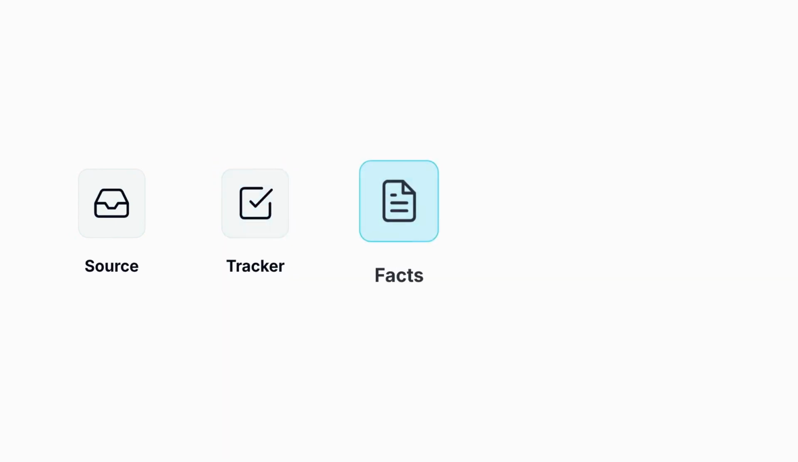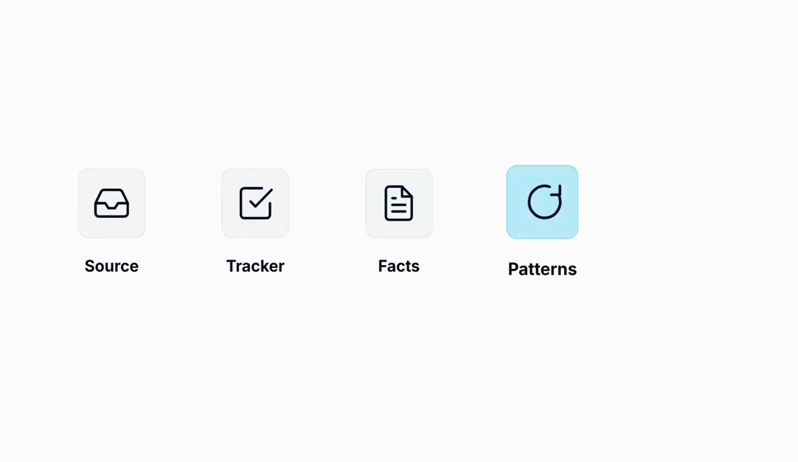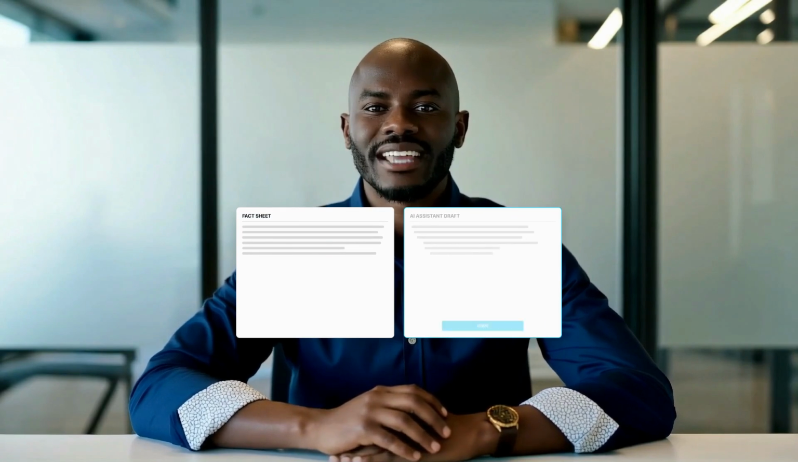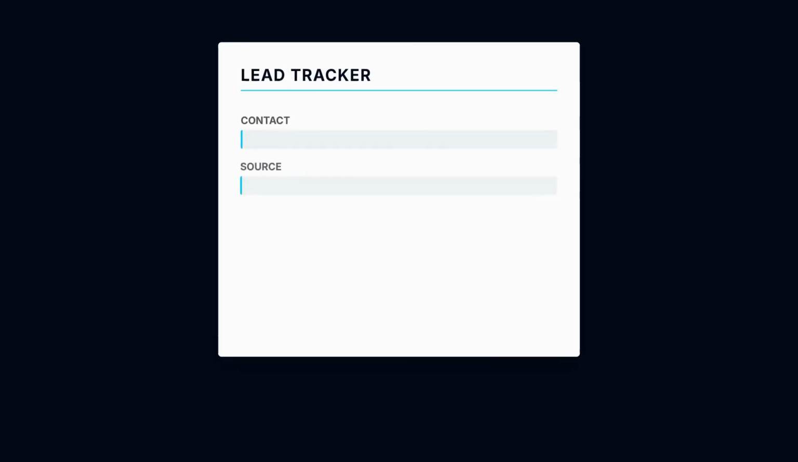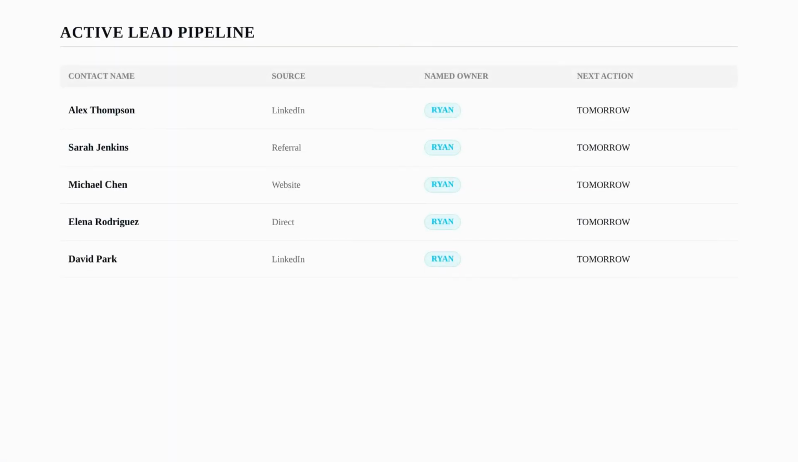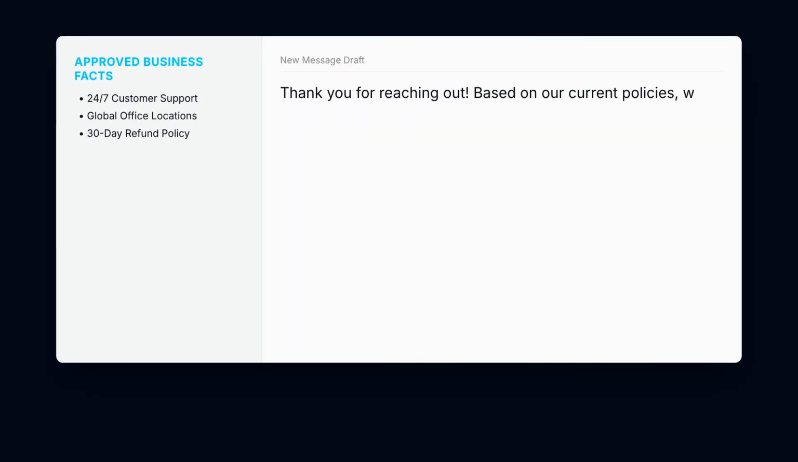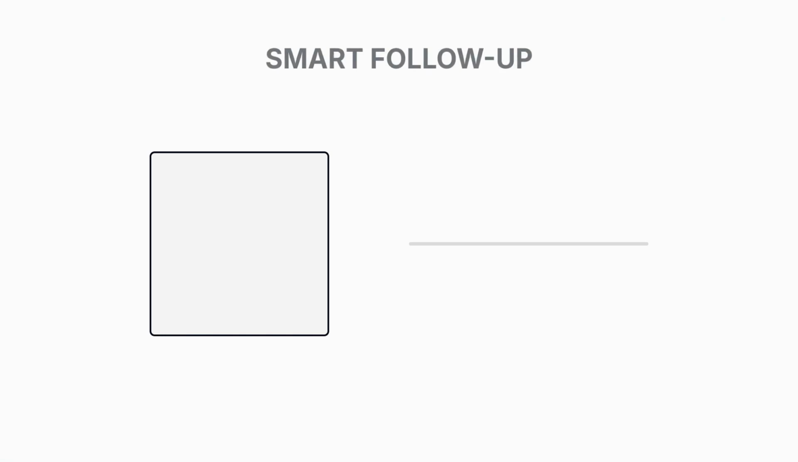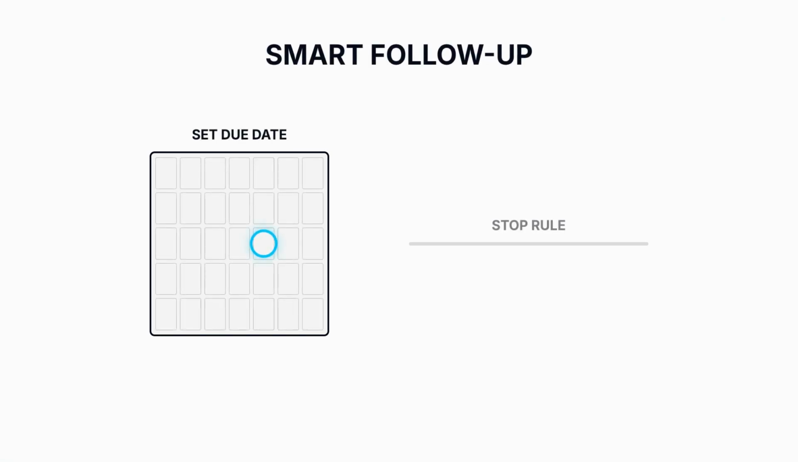A dependable workflow has 5 parts: a lead source, a tracker, approved business facts, reusable message patterns, and a review cadence. The AI assistant drafts from the approved facts, a person checks the output, and the tracker records what happens next. Capture: record the contact, source, need, urgency, and consent information. Ownership: give every active lead one named owner and one next action. Drafting: use AI to prepare a first response from confirmed services, locations, and policies. Review: check names, claims, pricing, availability, tone, and the requested next step. Follow-up: set a due date and stop rule instead of following up indefinitely.